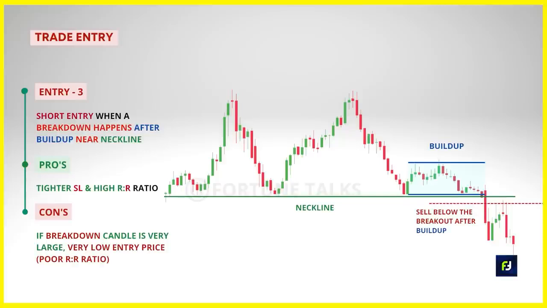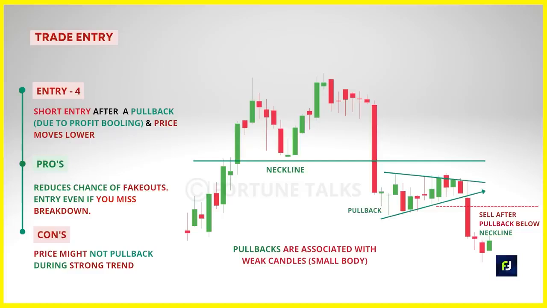Now, what if you miss the breakout trade? Is it the end? Not really. You can still enter a trade if the prices form a primary pullback in the form of a flag or a pennant pattern. A primary pullback is nothing but a temporary up move of prices with weak candles, most probably due to profit booking. And a good pullback is always shallow and is associated with weak candles.